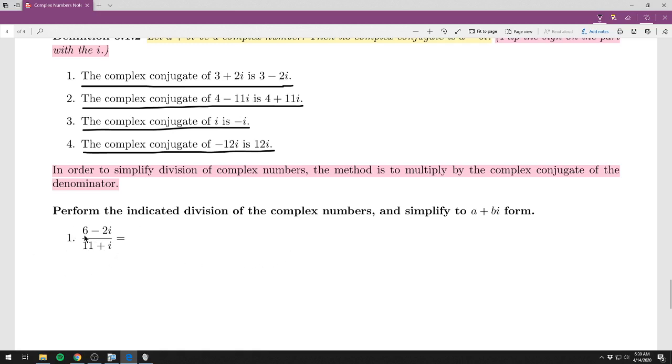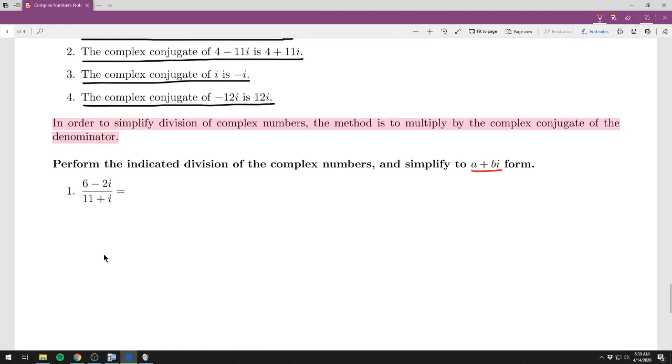So the first example we have here, 6 minus 2i divided by 11 plus i. And the important thing, once again, is you want to write it in a plus bi form. You want to simplify this into a plus bi form. Well, in order to do that, you got to get rid of the i on the bottom. And the method to getting rid of the i on the bottom is to multiply by the complex conjugate of the denominator.